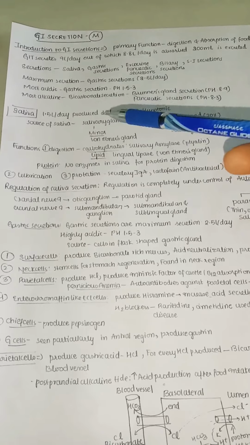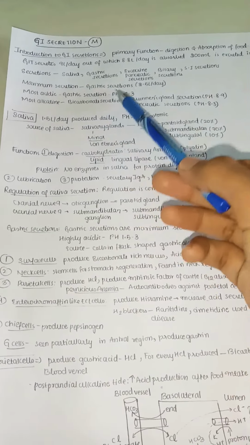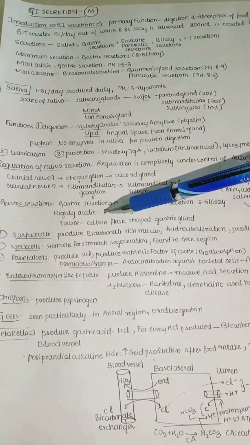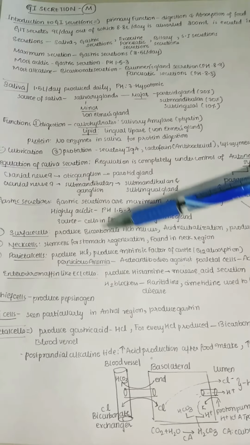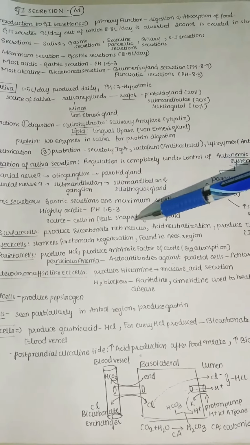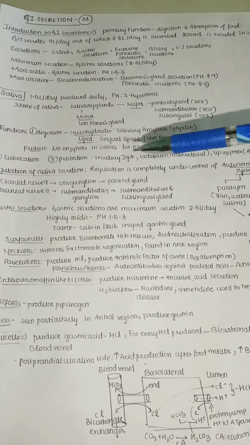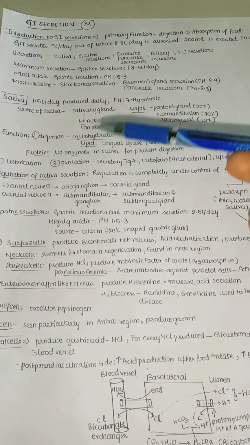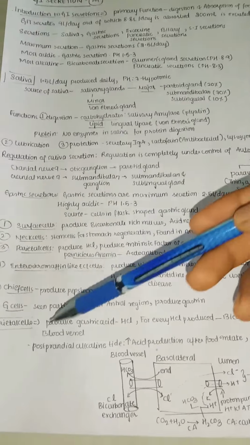We already discussed the maximum secretion is from gastric secretion, that is 2.5 liters per day, and it's highly acidic, so the pH will be about 1.5 to 3. The source from where it comes is the cells in the flask shaped gastric gland. As we have seen in saliva we have submandibular, sublingual and parotid. Here we have the gastric gland which is flask shaped.